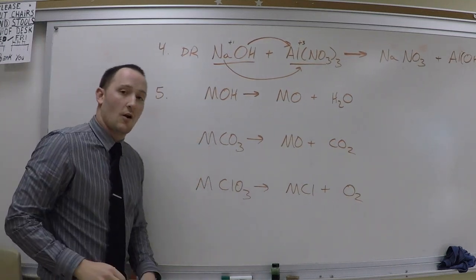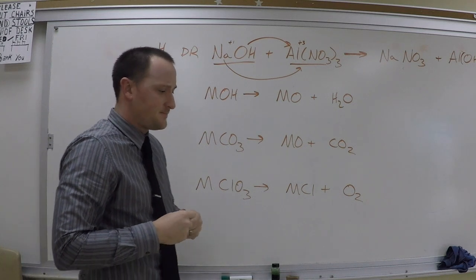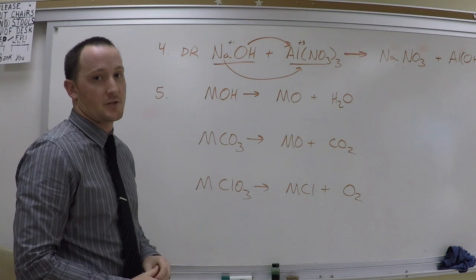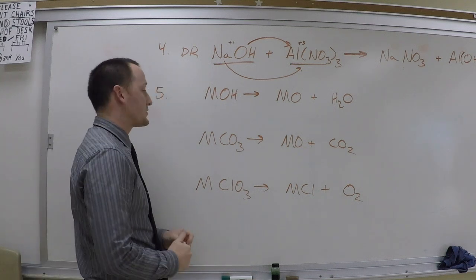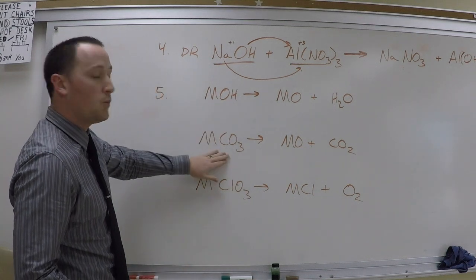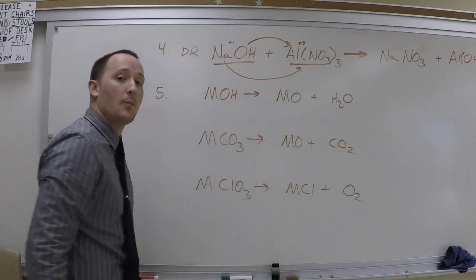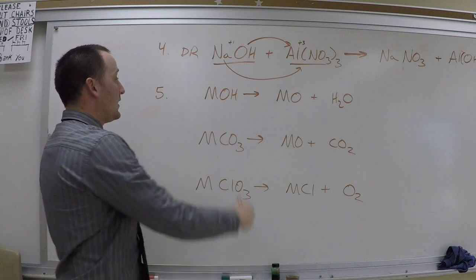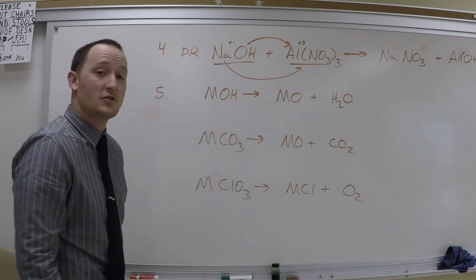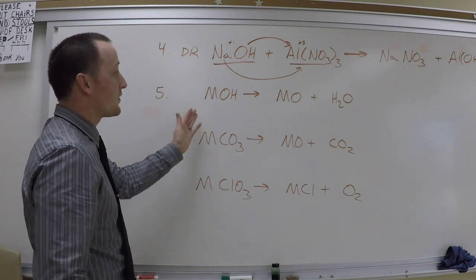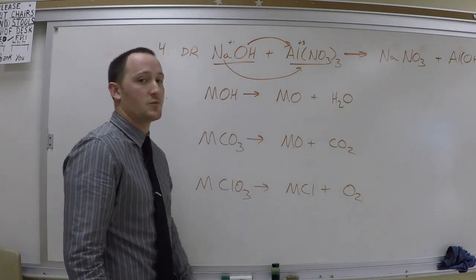So all of these are what we would call formulas, I guess, for different decomposition reactions. Now, here's how I know they're decomposition reactions. Notice how there's only one reactant. Remember, reactants are the things that appear on the left side of the arrow. In each one, there's only one reactant. Now, you'll also notice that there are different products for each one.